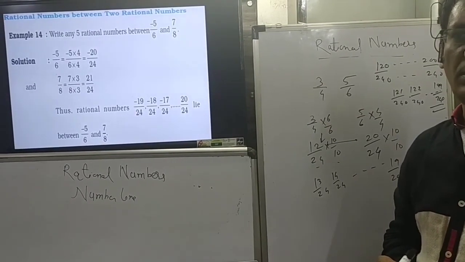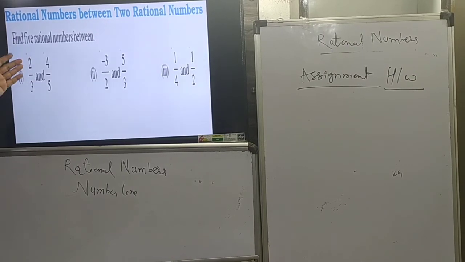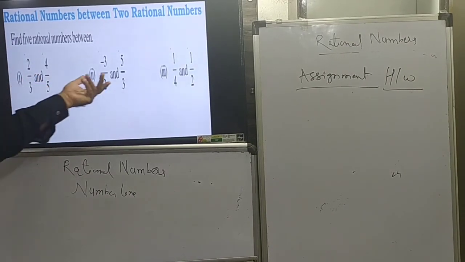This is the method to find rational numbers between two rational numbers. Find 5, 10, 20 rational numbers between these pairs of rational numbers.